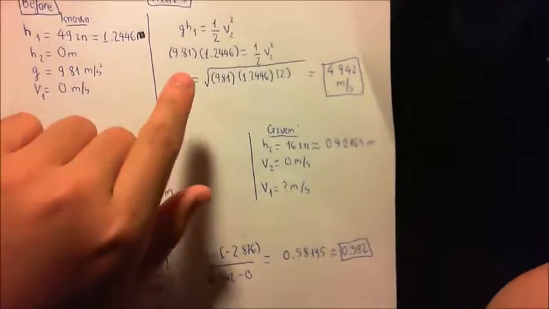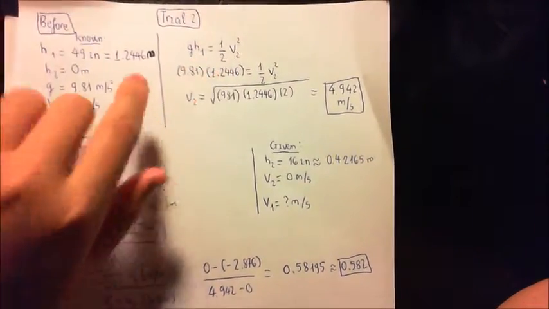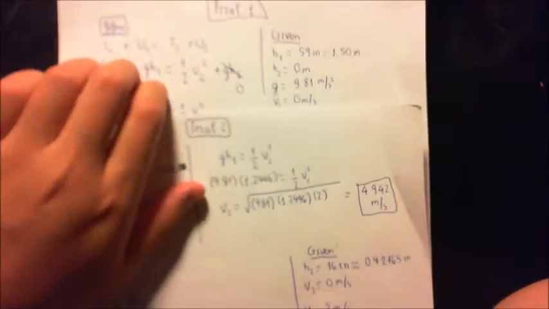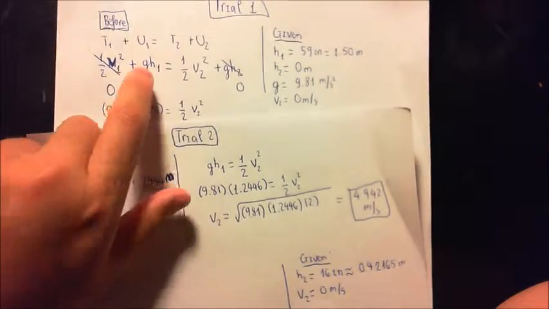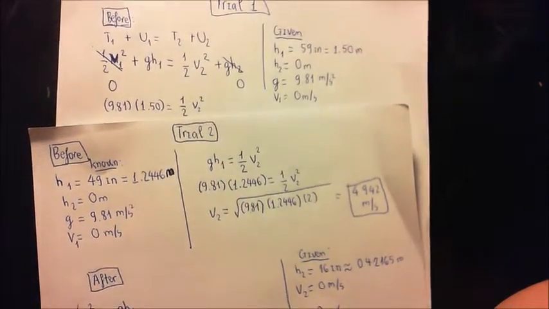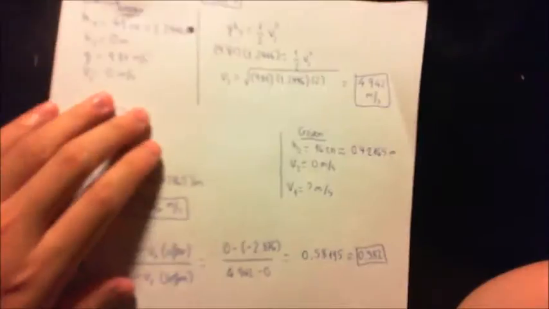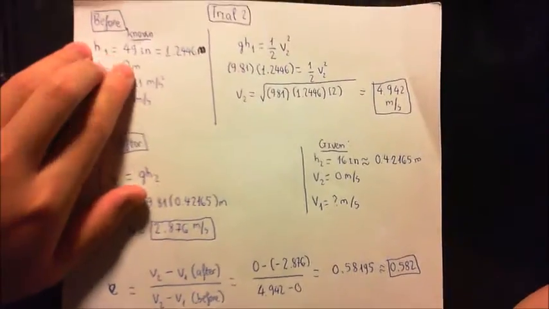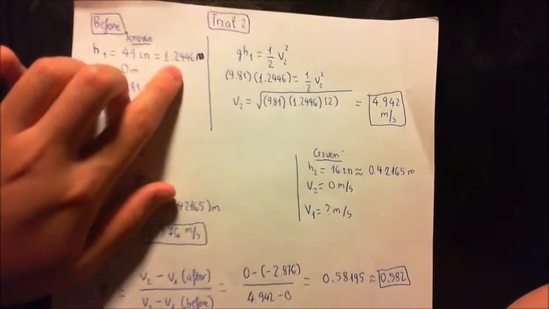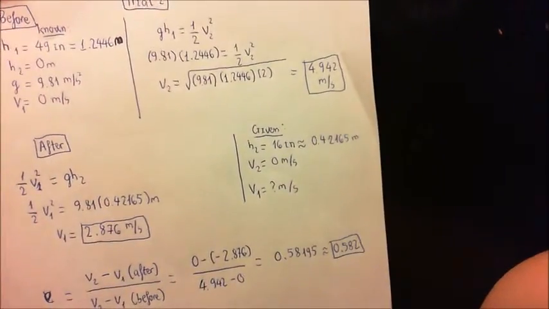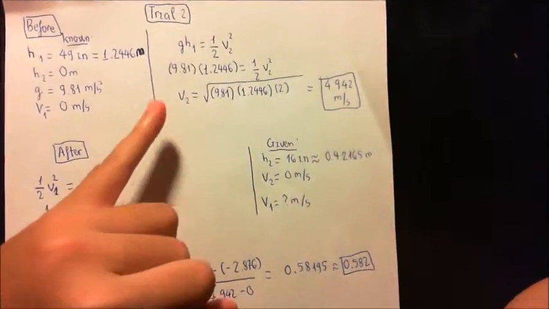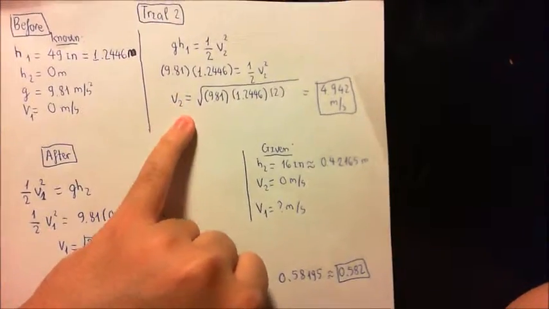Same method, the same equation there. You see the same thing. I've just scratched things out. This is trial 1, and the same equation. I just scratched it out. I just copied this part down here because it happens in the same process. And so in the second trial, I just use 49 inches, which is equivalent to 1.2446 meters. And the same as the first trial, I calculated the same way. I just use the equation, I plugged in, and I find V2.